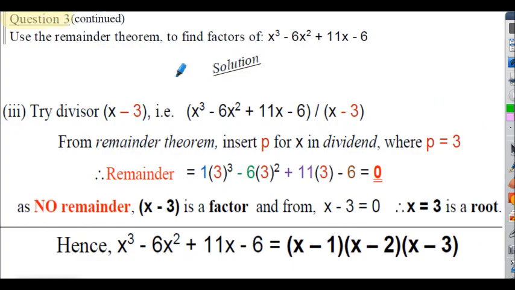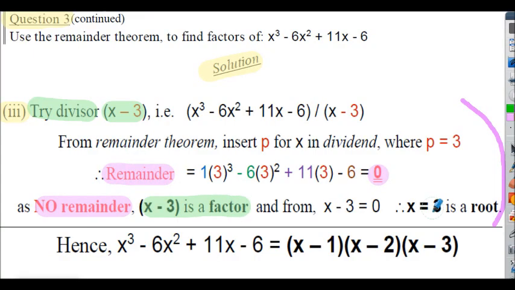And question 3, solution continued for part 3, this time trying a divisor of x minus 3. I'll let you review the solution at your own pace, but again we find the remainder is 0, so we have a factor and a root. Hence now we've factorised the cubic expression given into 3 factors.